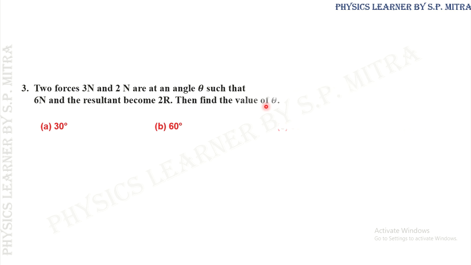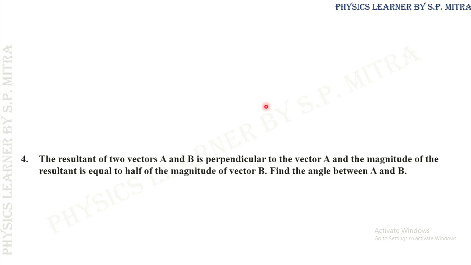Let's see the next question. In the fourth question it is given that the resultant of two vectors A and B is perpendicular to the vector A, and the magnitude of the resultant is equal to half of the magnitude of the vector B. Find the angle between A and B. Here are the options for you.